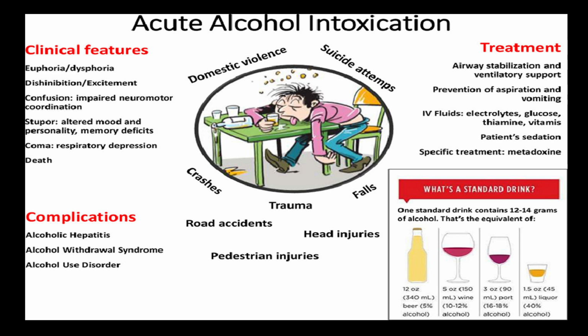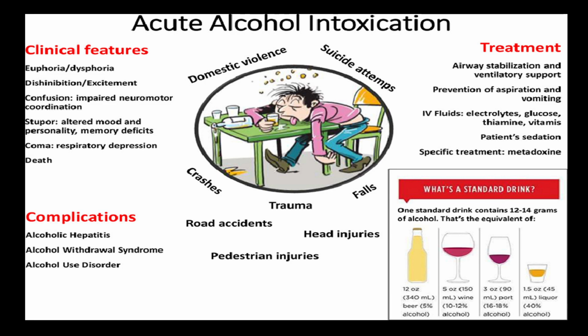This is the picture about acute alcohol intoxication. You can see the clinical features like euphoria and dysphoria, as you all know, the clinical features of acute alcohol intoxication. Disinhibition can be there, excitement, confusion, stupor, coma, and death in very severe intoxications. Complications can happen, like alcoholic hepatitis, alcohol withdrawal syndrome, and alcohol use disorder. That happens when the subject takes alcohol for a long period of time, not immediately.